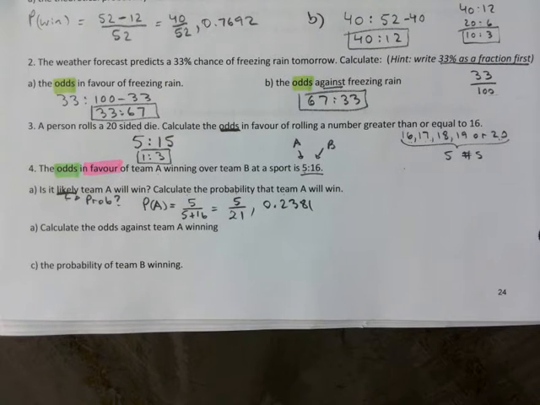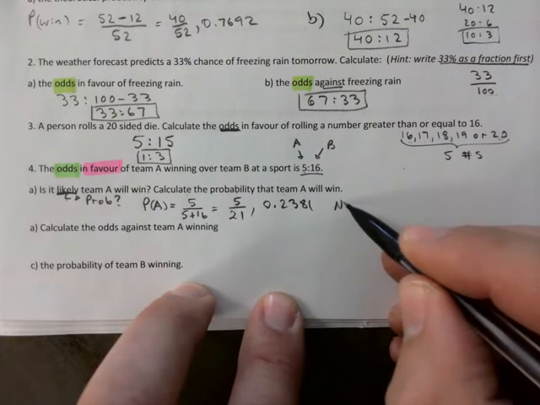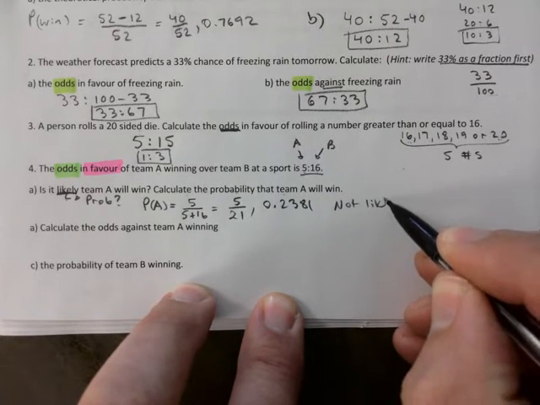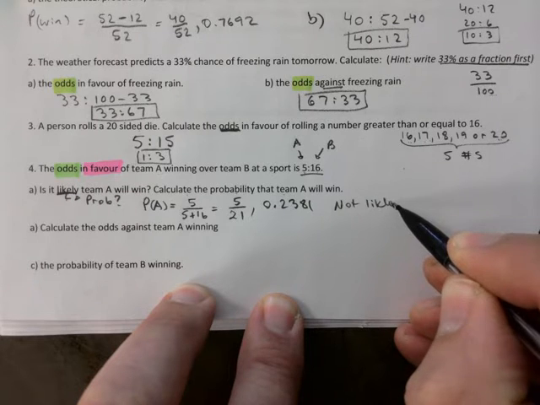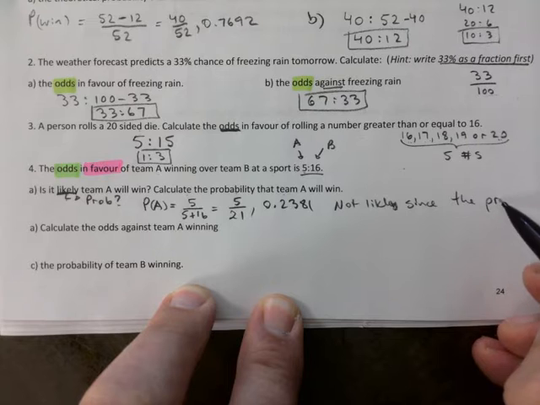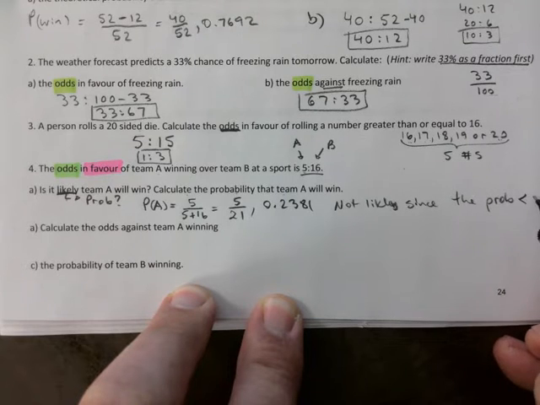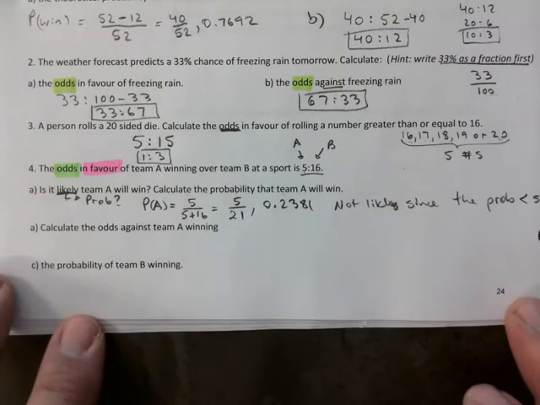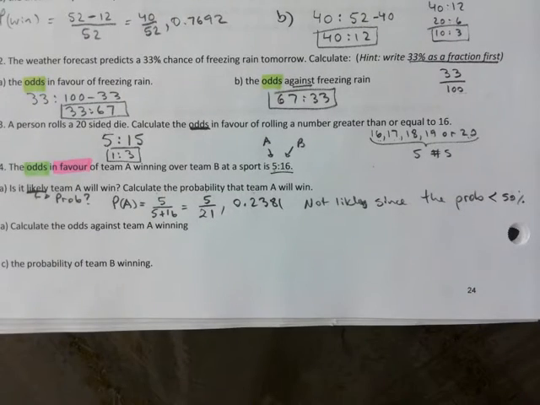Is it likely that they will win? Why? Exactly. So we'll say not likely, right? Since the probability is less than 50%. Okay. Can you handle that symbol, less than? You can also write it as less than 50%. That's fine. Okay.